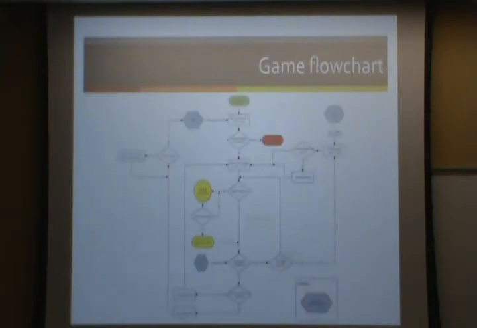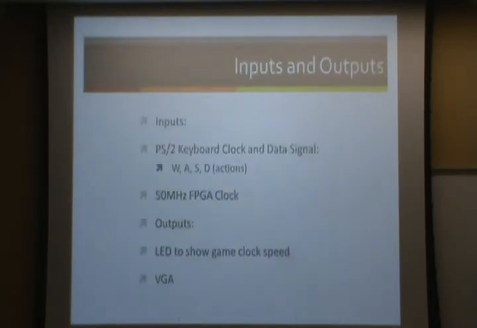When we started our project, we thought it would be useful to have some direction, so we made a flowchart, and we used that for guiding how we programmed and structured our project. When you press a key, W, A, S, or D, it's a string of serial bits that are sent from the keyboard for an action. That's our main user input.